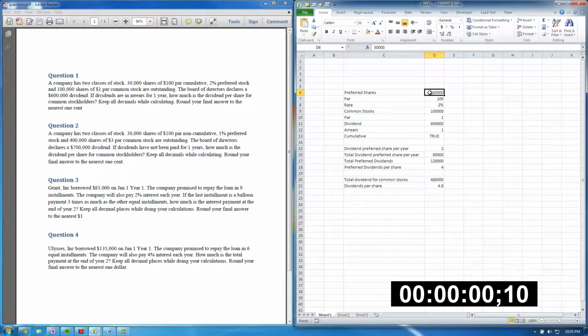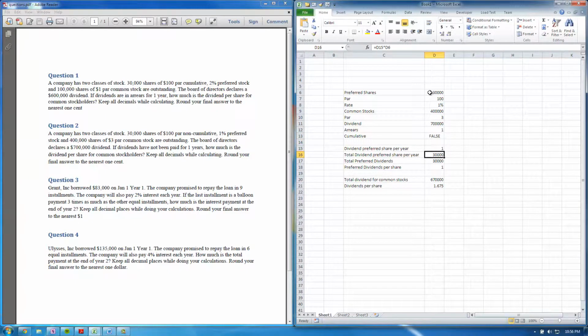So in this case, we've got 30,000 shares, same as before, $100 par, 1% preferred stock, 400,000 shares of common stock, and $3 par. Then we've got a dividend of 700,000, and it's been in arrears for 1 year, but it's not cumulative, so we change this to false. And then you have your answer, how much is dividend per share for common stockholders? 1.675. And if you wanted to round to the nearest decimal place, you can have Excel do that for you.